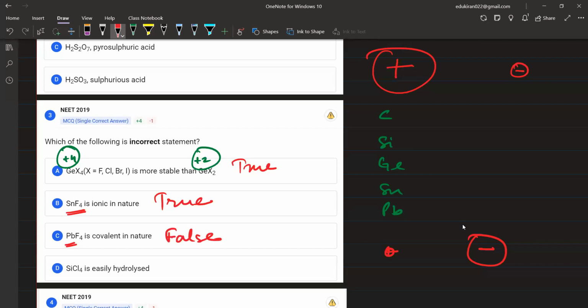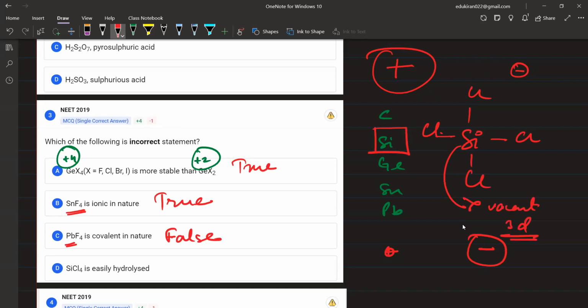Now, when we talk about SiCl4, I can see that silicon is having how many bonds? It is having 4 bonds, so its octet is complete. It is not electron deficient, but silicon is a third period element. That is why it will have vacant 3d orbitals, and in the vacant 3d orbitals, H2O can donate its electron pairs. We need at least one vacant orbital for the hydrolysis to happen. So SiCl4 can be easily hydrolyzed because of the vacant 3d orbital of silicon. So this is also a true statement. So the only false statement that we have here is that PbF4 is covalent in nature. That is the right option.